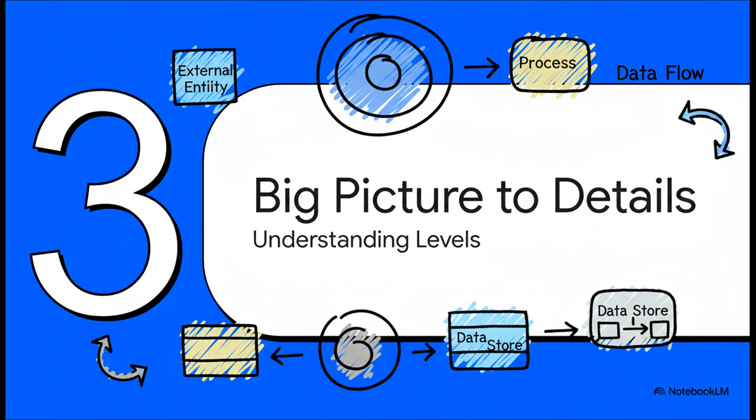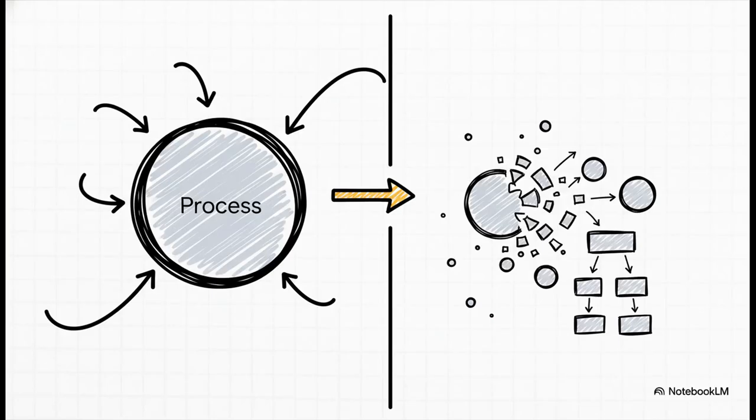Okay, we've got the building blocks down. Now let's talk about the real superpower of DFDs, the ability to show a system at totally different levels of detail. You can start with this massive bird's eye view and then zoom way in, one level at a time. And this superpower has a name. It's called decomposition. It's a fancy word for a simple idea, taking one big process and kind of exploding it to see all the smaller mini processes that are hiding inside.